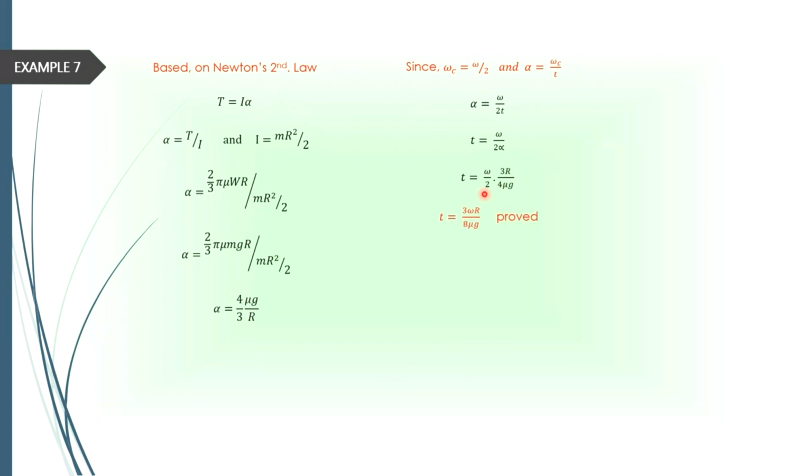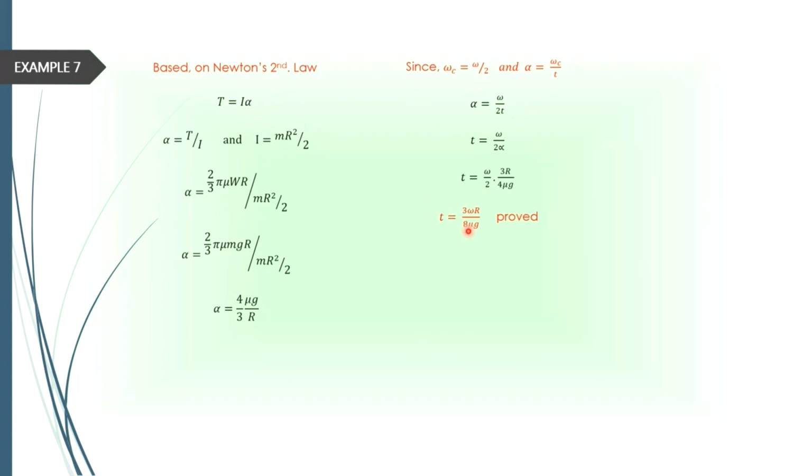So I equals mk squared. The k, the radius of gyration for a solid disk, is r squared over 2, which you have studied in dynamics. So that is the moment of inertia. This is the angular acceleration. Putting everything together, you'll be able to find out your alpha. And since alpha is this and omega is this, we can find out the time here. Putting everything in, you'll come to this final formula which you have proved.